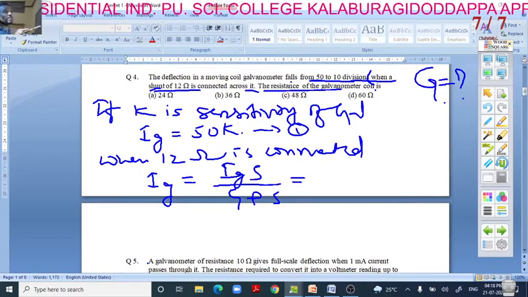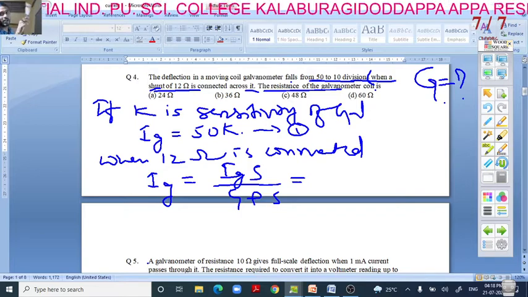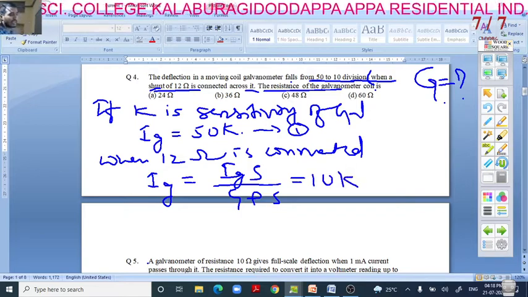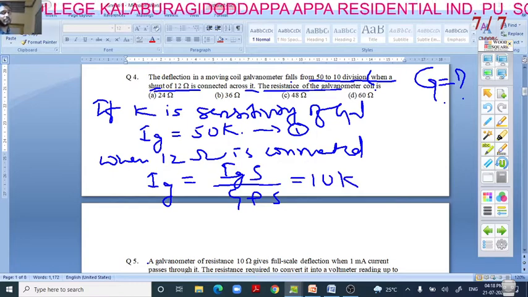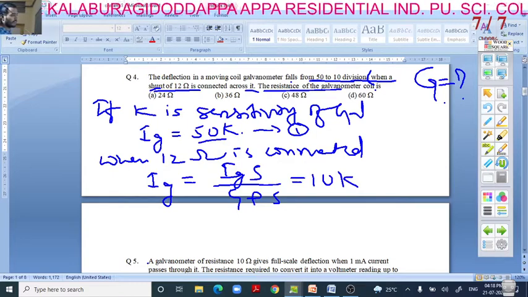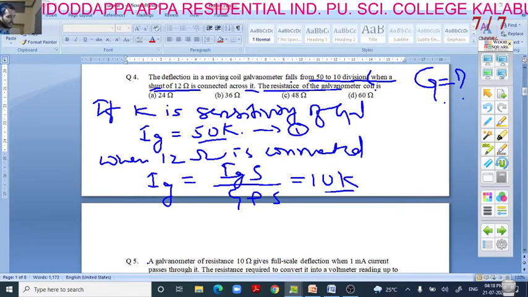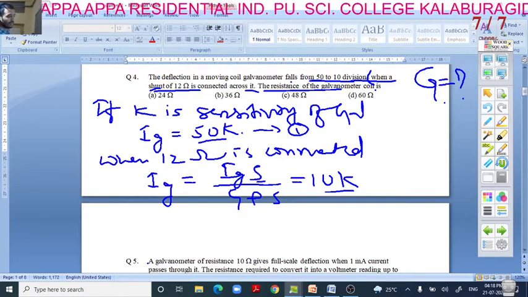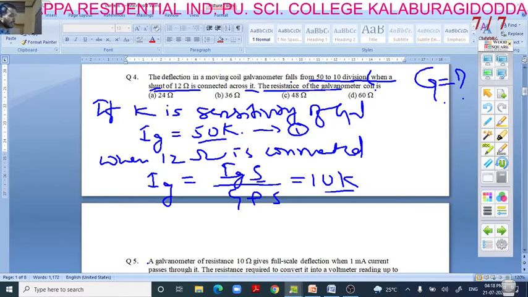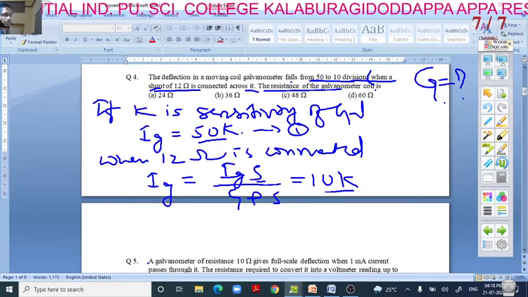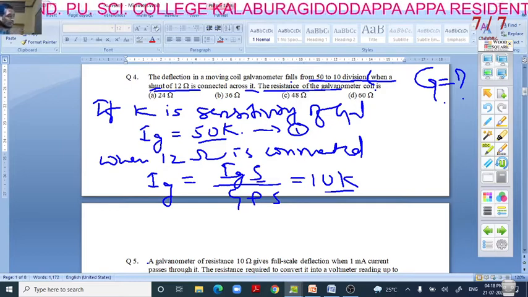By connecting the 12 ohm resistance to it, the deflection falls from 50 to 10. So this is equal to 10 K, where K is the current sensitivity of the galvanometer. In this manner, I have defined this. Here, S stands for shunt resistance. When the shunt resistance is connected, it falls from 50 to 10.